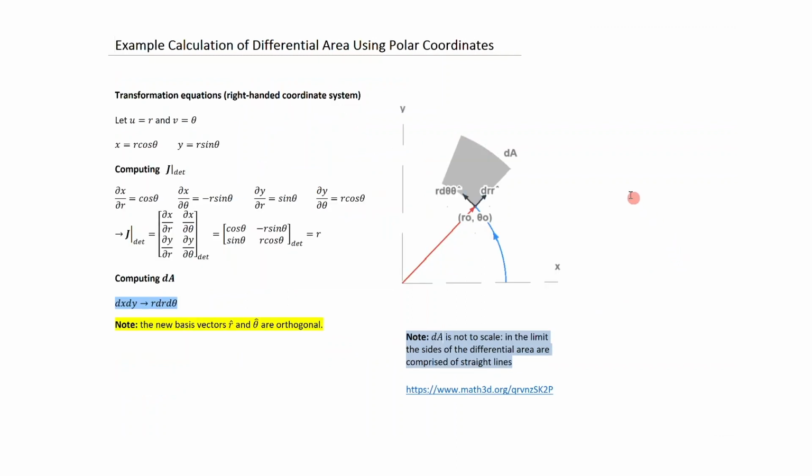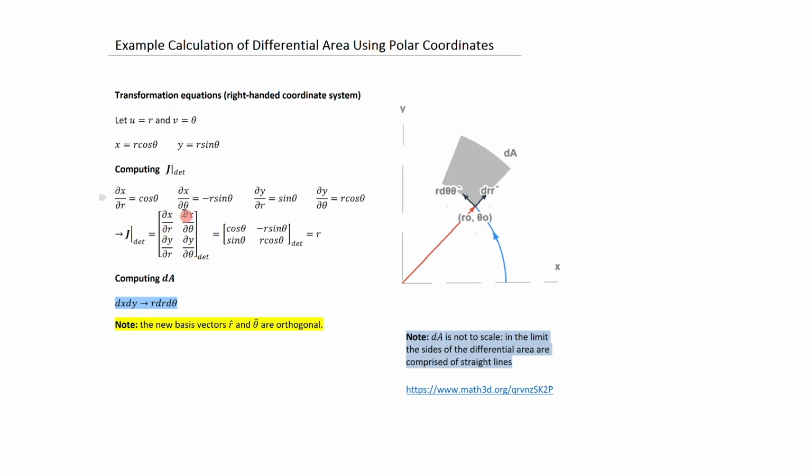All right, so let's do an example calculation using polar coordinates. Let u equals r, v equals theta, x equals r cos theta, y equals r sin theta. Compute the determinant of the Jacobian matrix. So first, let's get the partial derivatives of all the combinations, dx/dr, dx/dtheta, dy/dr, and dy/dtheta, and put them in the appropriate elements in the 2 by 2 matrix.